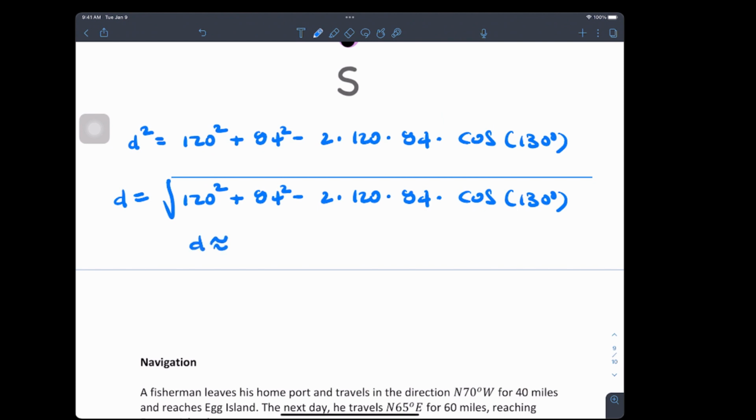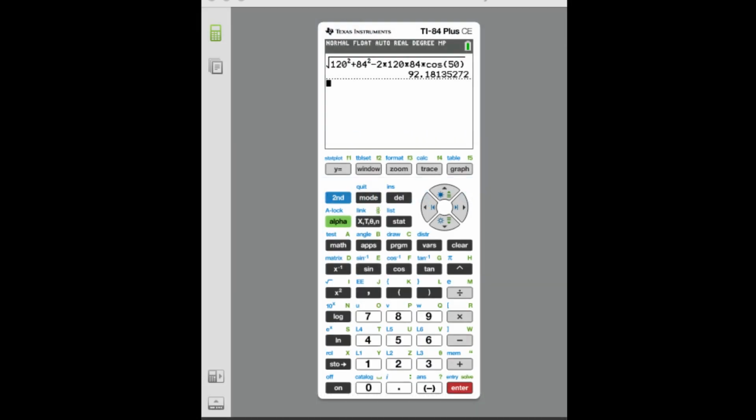So this is just like the last one. It's just that your direction gave you a different angle. So now let's use law of cosines in our calculator again. Second, square root of 120 squared plus 84 squared minus 2 times 120 times 84 times cosine of, what is that? 130 degrees.